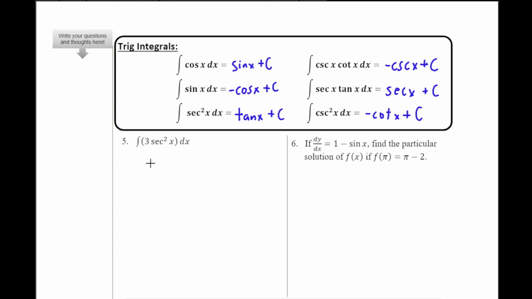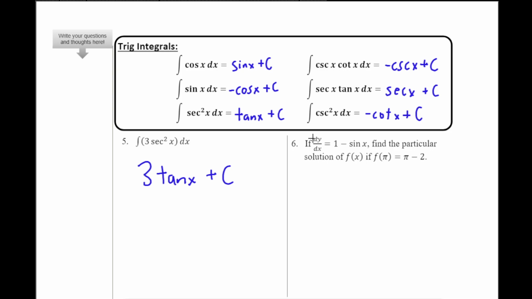So some examples here. What's the integral of 3 secant squared x? Well, you have to remember this identity. Well, that's just 3 tan x plus c. This one right here, if dy dx equals 1 minus sine x, find the particular solution of f of x if f of pi is equal to pi minus 2. So we can first find the integral first.